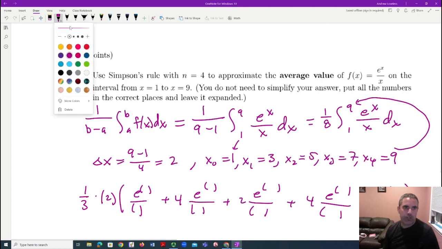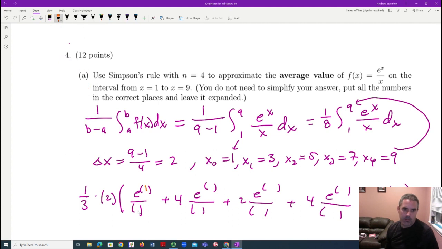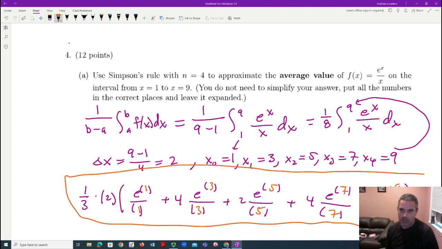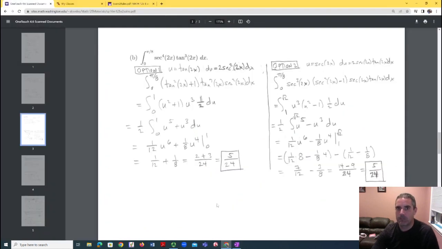This is all I want you to do, is to fill those in and stop. I don't want you to simplify. I just want you to put a 1 here. I want you to put a 3 here. I want you to put a 5 here. I want you to put a 7 here. I want you to put a 9 here, and then stop. Don't even simplify. I'm trying to save you time. So I want you to show me you can use the approximation methods.